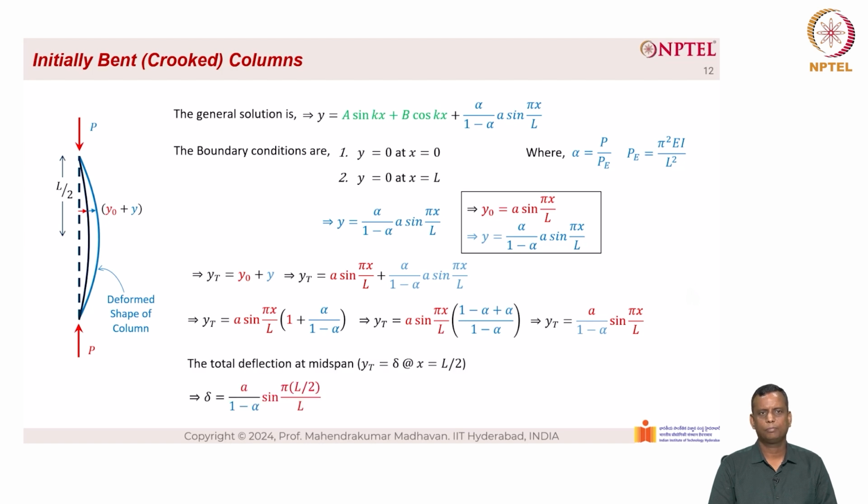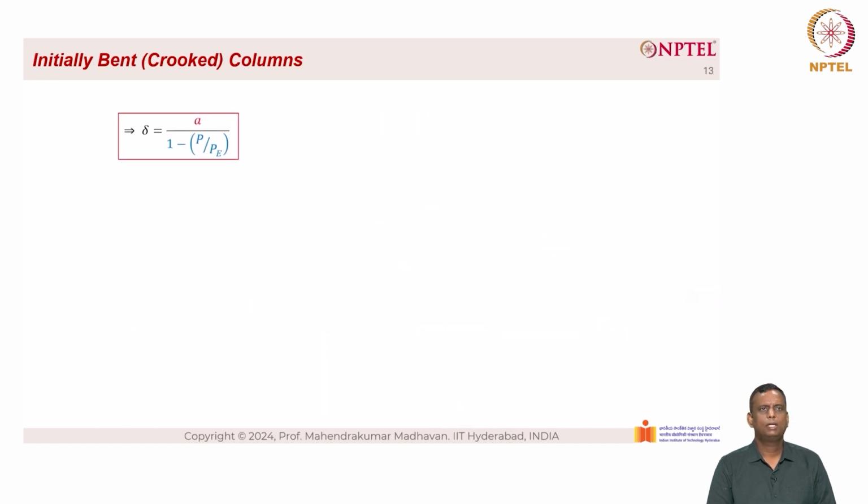So the total deflection at midspan is y sub t equal to delta at x equal to L/2. When we substitute x equal to L/2, the total displacement is delta. So delta equal to A/(1−α) times sin(π(L/2)/L), which gives rise to delta equal to A/(1−α), because sin(π/2) becomes 1. Now delta equal to A/(1−P/Pe), because alpha is the ratio of the applied load to the Euler load. So delta equal to A/(1−P/P Euler).